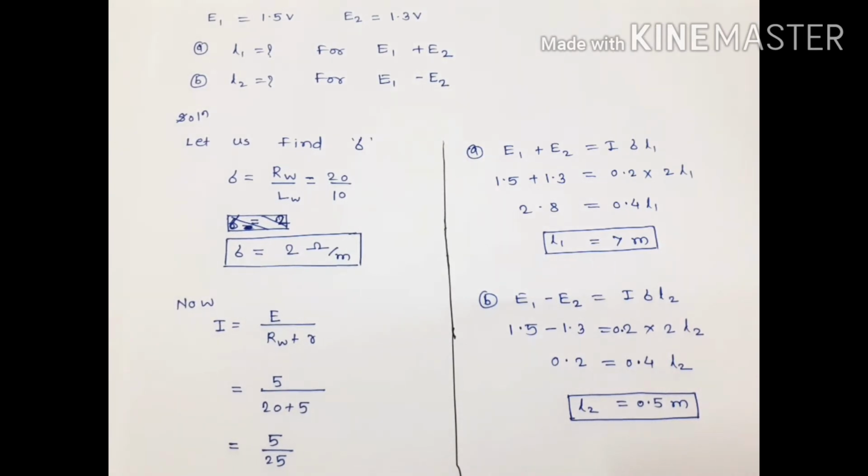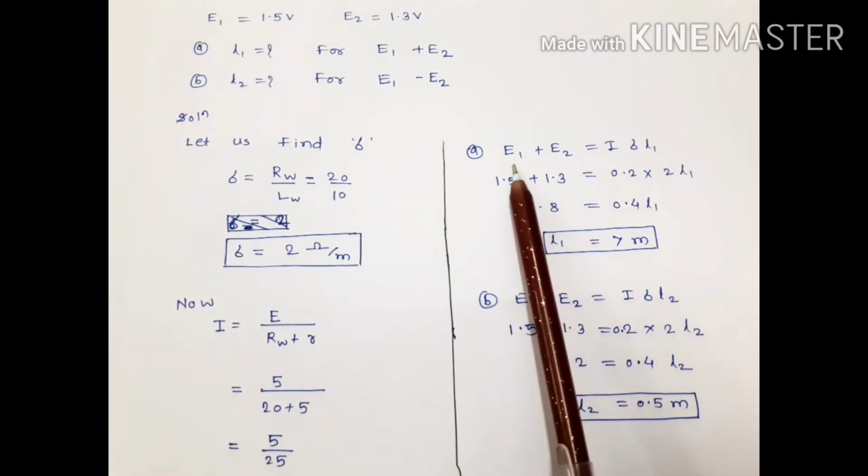After finding the value of sigma, now let us find out the current produced by the driver cell. Current is equal to EMF of driver cell divided by total resistance. Total resistance means resistance of the wire plus internal resistance. By putting the values, we got current is equal to 5 divided by 20 plus 5, that is 5 divided by 25. By solving this, we got current is equal to 0.2 ampere.